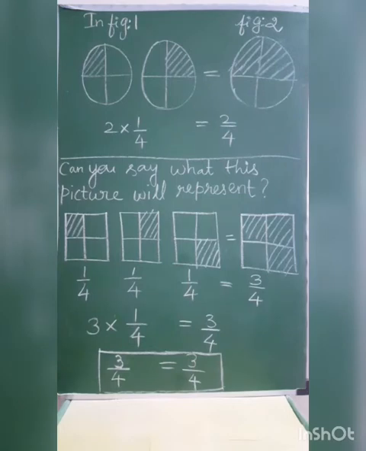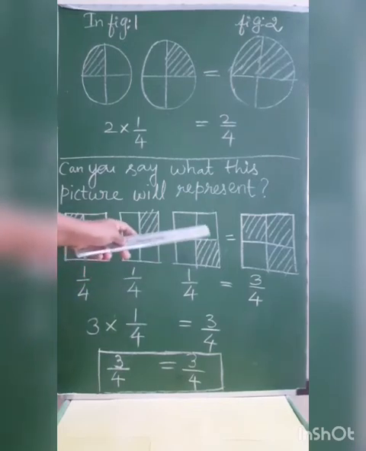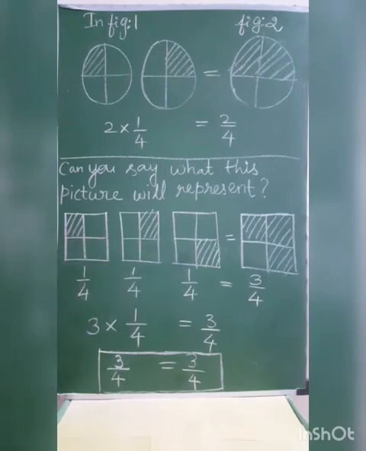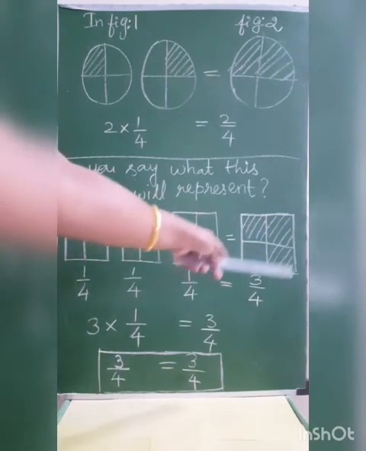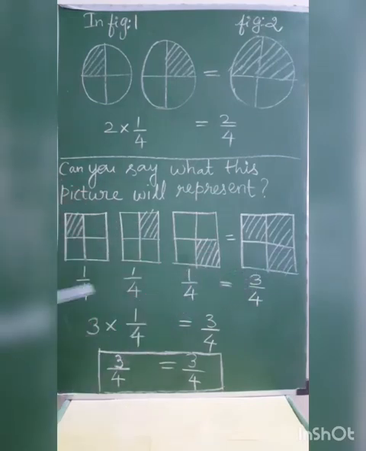The next one: can you say what these pictures represent? This is the left hand side picture and this is the right hand side picture. The first one has 4 parts, only one part shaded, so 1 by 4. Here also 4 parts, one part shaded, so 1 by 4. The third one is also 4 parts with one part shaded. On the right hand side, how many parts? 4 parts and 3 parts are shaded. Here 3 times is 1 by 4: 1, 2, 3. So how many times? 3 times 1 by 4.